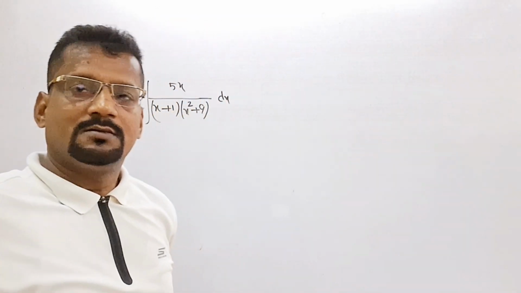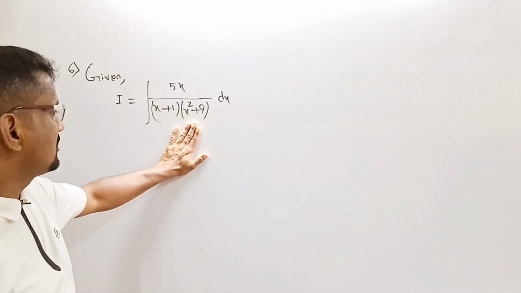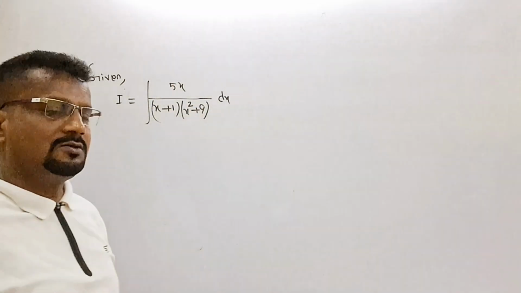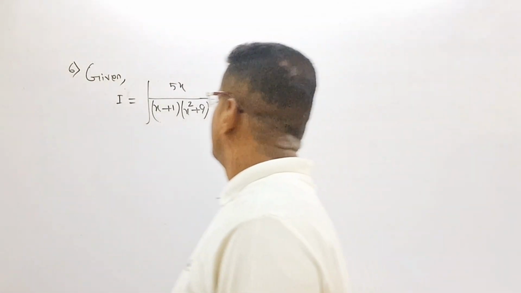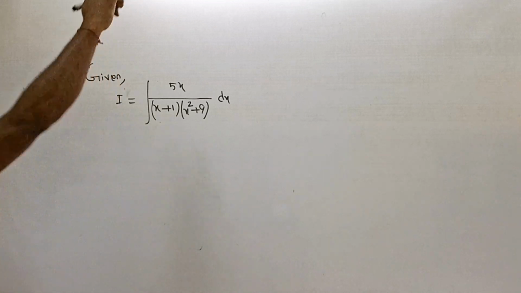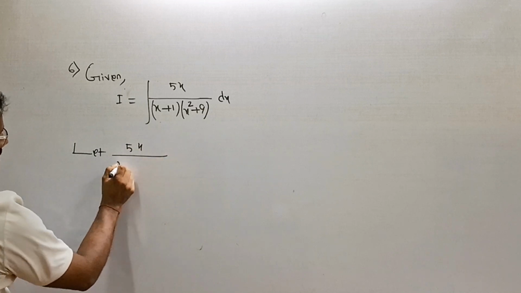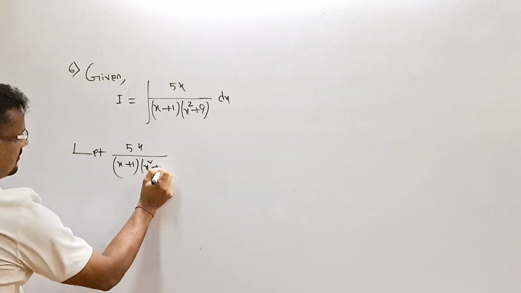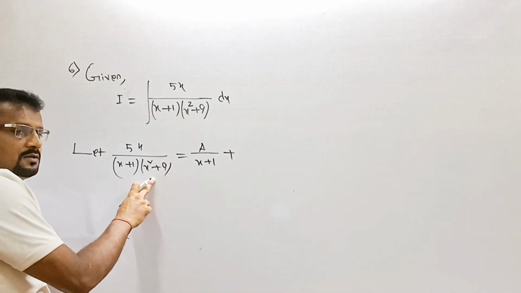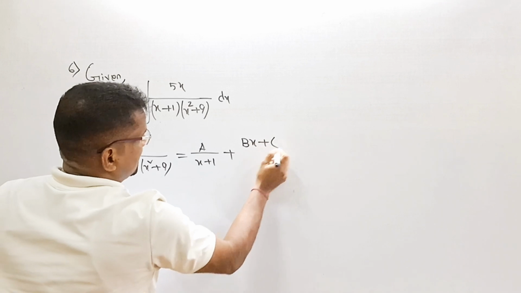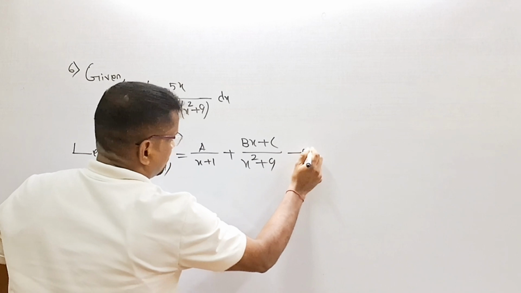Can you guess? It's a rational function, polynomial by polynomial, and also a proper rational function. The degree of the denominator is 3, the degree of the numerator is 1. So by partial fractions you can solve it. Let 5x by (x plus 1)(x square plus 9) equal a over x plus 1 plus, as it is quadratic, bx plus c divided by x square plus 9. Say this is equation number 1.